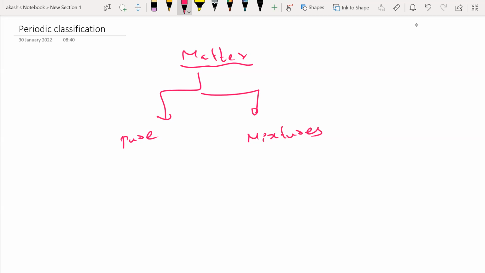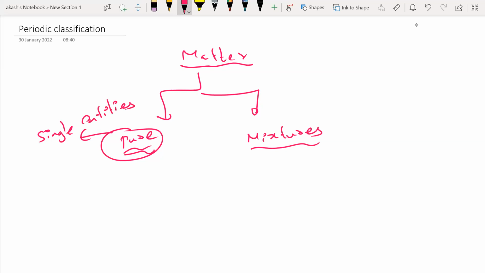So any matter, as I told you, can be classified into two types. One is pure substances. The other one is mixtures. So what are these? Pure substances are made up of single entities. They are made up of only one type of something. If you check, only that particular type of substance is going to be there. That's why we say it is made up of single entities.